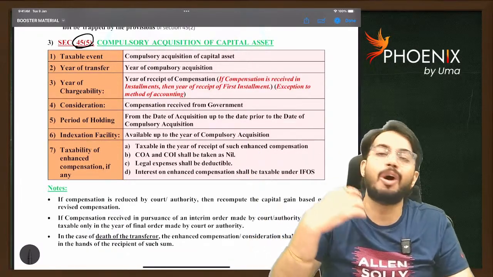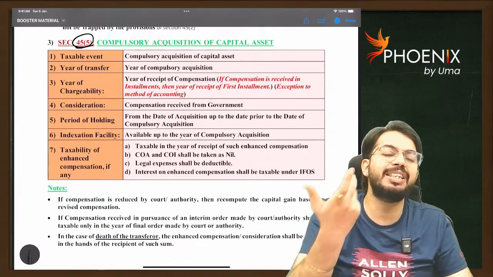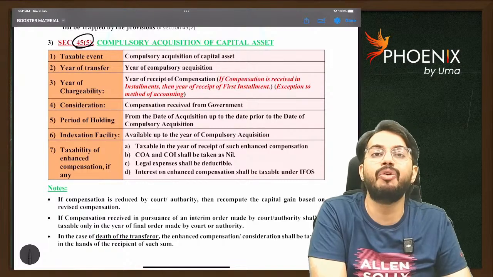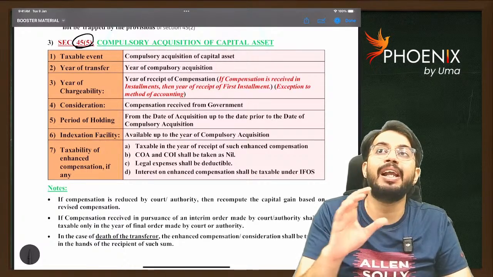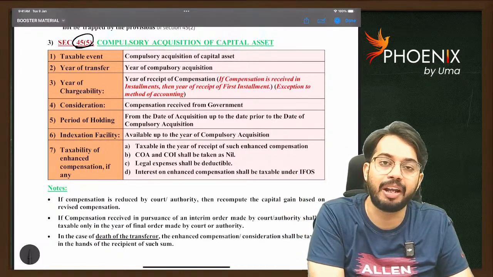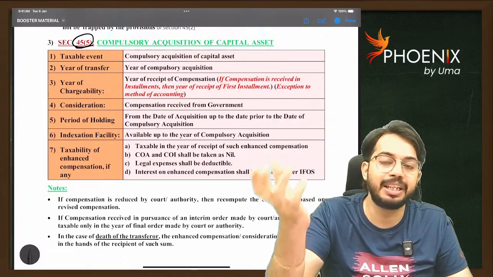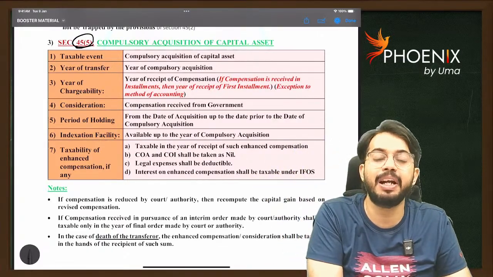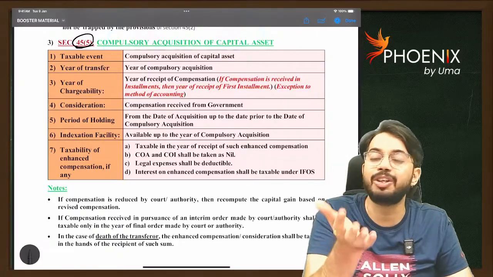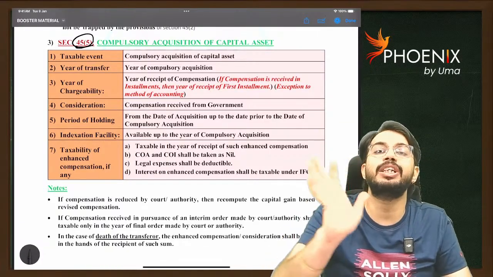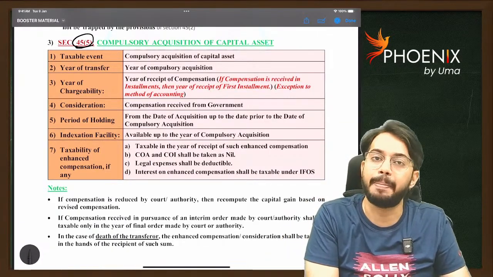Now, whatever compensation is received, SSC is not happy with that compensation. Now, what can SSC do? SSC can file a case in court or appellate authority for enhanced compensation. Whenever SSC files a case in court, if the court is satisfied, then the court will grant enhanced compensation. Enhanced compensation is also taxable under the head capital gains.